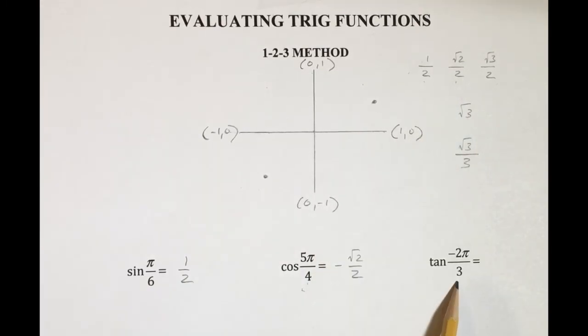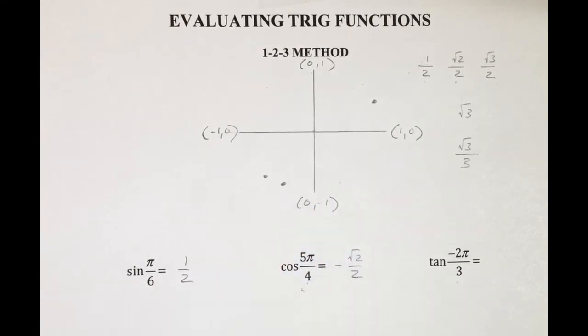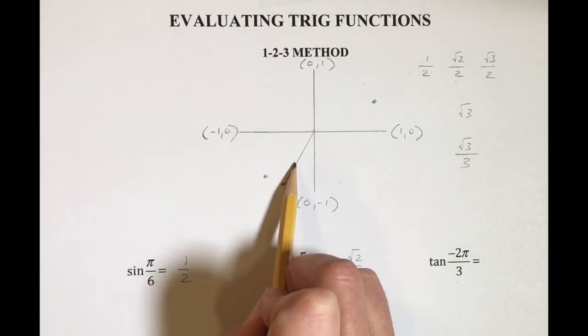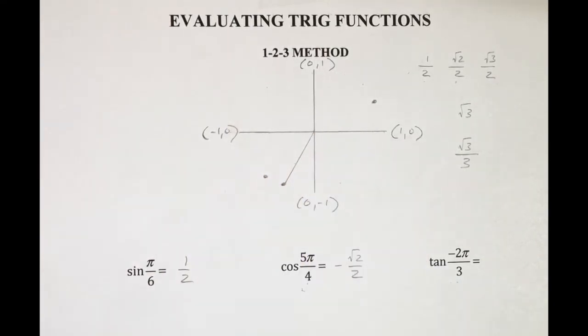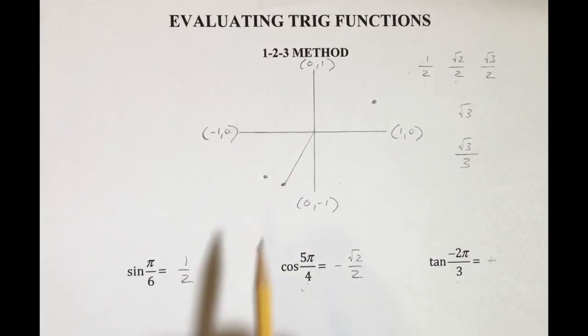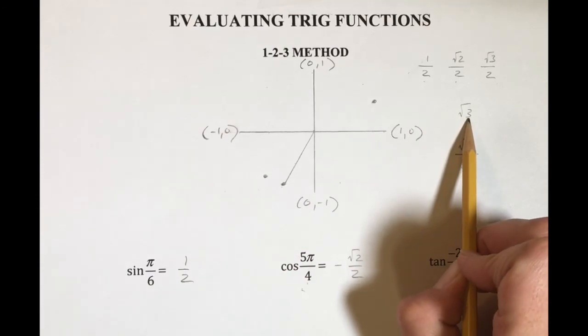Let's finally see where negative 2 pi over 3 is. Negative 1 pi over 3, negative 2 pi over 3 is right here. And to evaluate tangent of an angle, we need to consider the slope of this line. First, notice that it's going uphill. It has a positive slope. And the slope is quite steep. We're going to choose the large tangent answer. It would be positive radical 3.